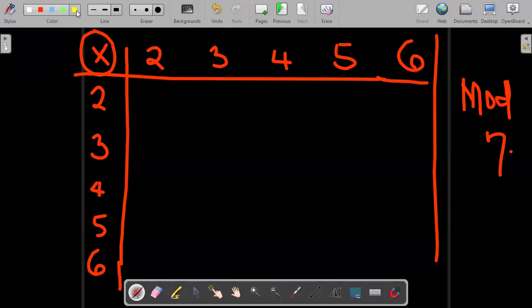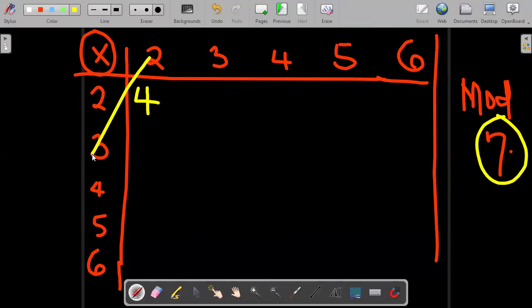2 times 2 is 4. 4 is less than 7. Since it's less than 7, I will write it as 4. 2 times 3 is 6. 6 is less than 7, I will write it. Then 2 times 4 is 8. 8 is more than 7. So I will ask myself, how many 7 can I find in 8? It's 1. What is remaining? Is 1. We write the remainder.